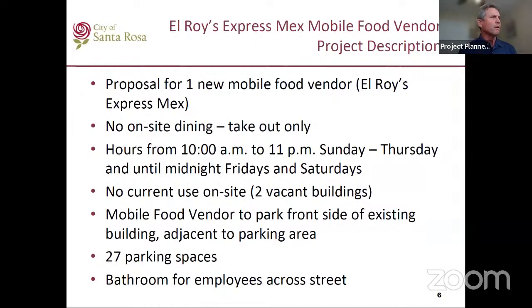The two buildings there are vacant as we know it. The mobile food vendor is to park the mobile food truck in front of that blue building that you saw on the previous slides. So it is blocked. If you were in one of the residences directly to the west, you would not even see the mobile food truck as that building would block the view. There are approximately 27 parking spaces proposed, which is ample parking for what's required. And then again, the bathroom is for employees only at this point, and that's across the street. If you can go to the next slide, please.